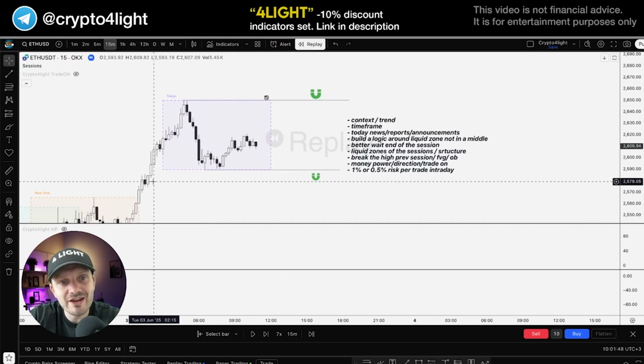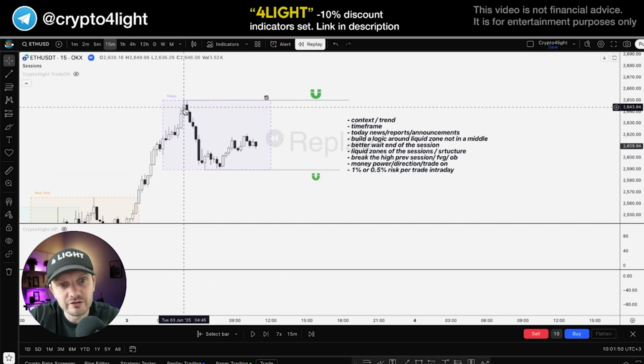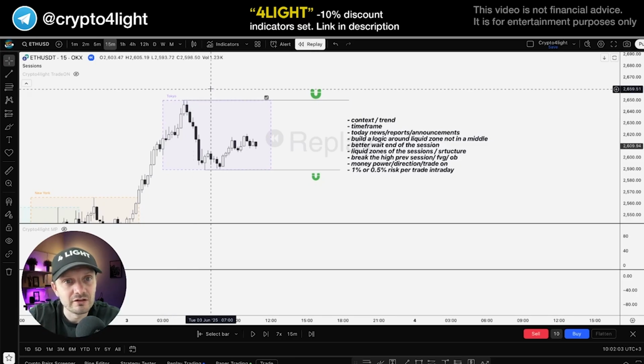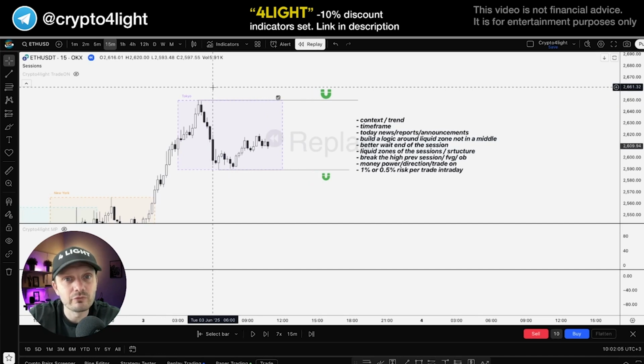You can be sure the Asia traders traded here, opened short positions, and left the stop losses over 2650. So it's just logic. It's not random, it's not some random candles.